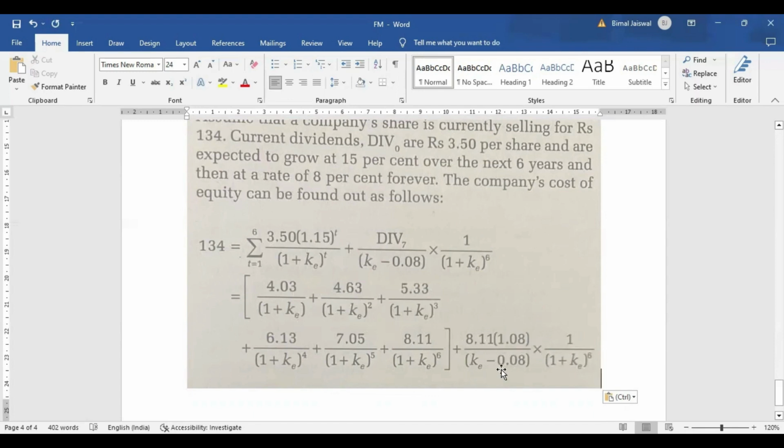Again, you solve this, this upon this. This equation comes on the left hand side. I have just given you this for practice itself. What you have to do is solve the right hand information and try to calculate the value of KE with the help of the trial and error method, and get the right hand side value equal to the left hand side, that is 134. The rate of KE at which the right hand information equals the left hand information will be the rate, or we can say the cost of equity itself.